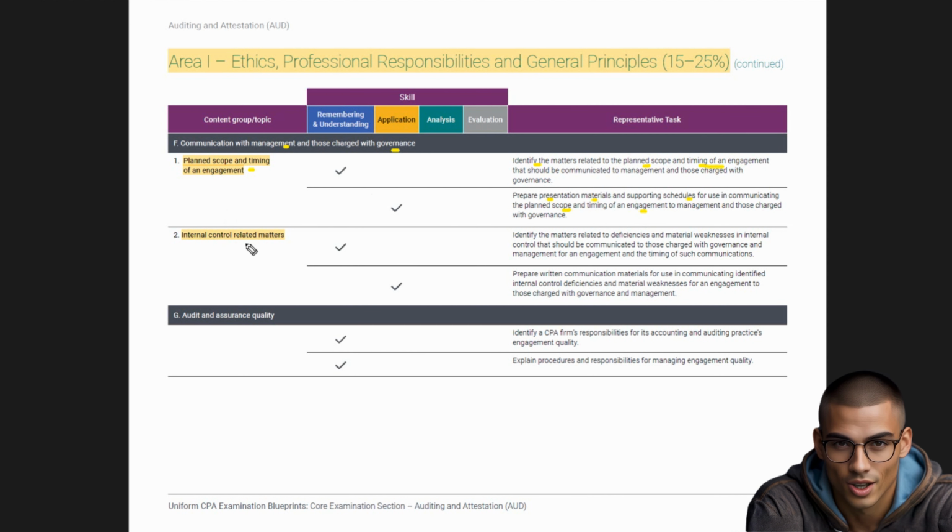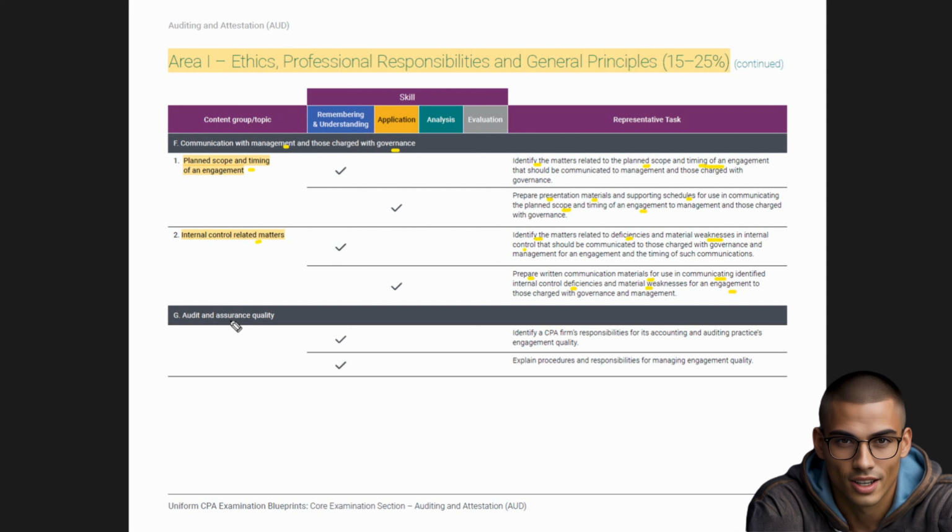And next, we have internal control related matters, where you'll need to identify the matters related to deficiencies and material weaknesses in the internal controls of a company. And you also need to be able to prepare written communication materials for use in communicating identified internal control deficiencies and material weaknesses for an engagement.